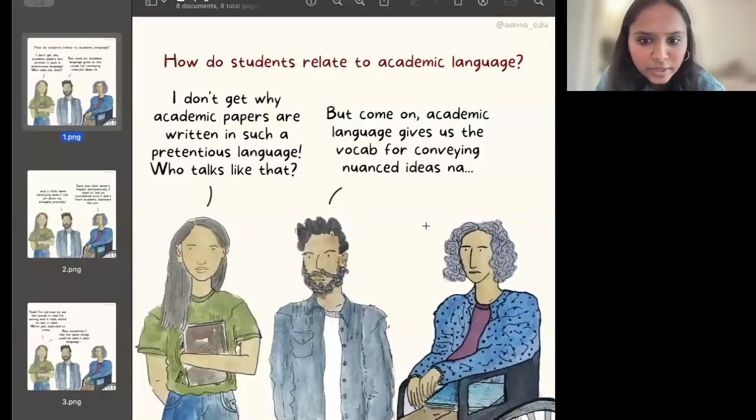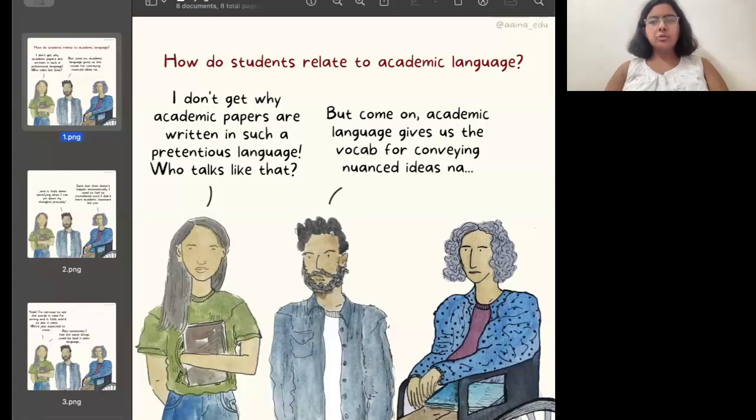So the post that we've picked out to discuss today is in particular on academic language. It's titled "How Do Students Relate to Academic Language?" So we'll try to take you through it, and take you through the process and the ideas that went behind bringing this together. Shayan, would you like to summarize the post?